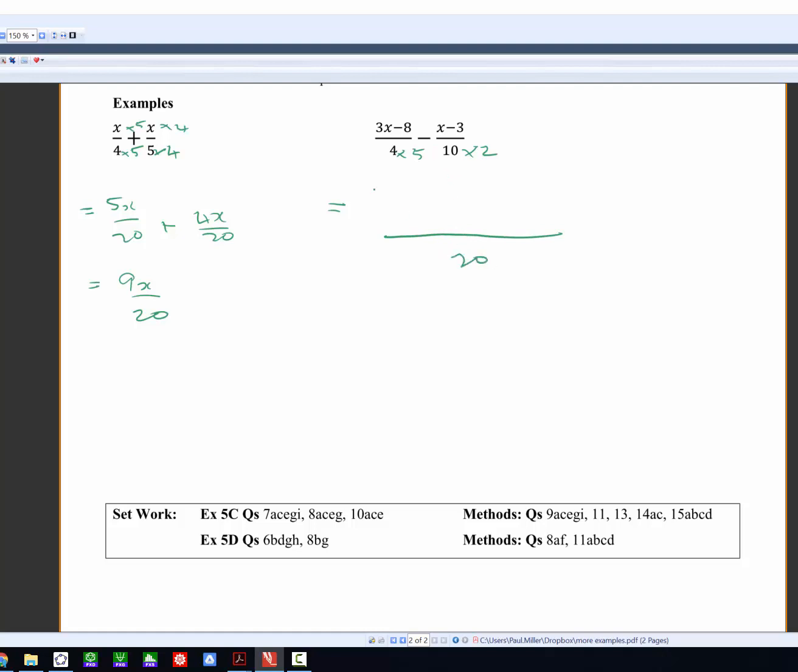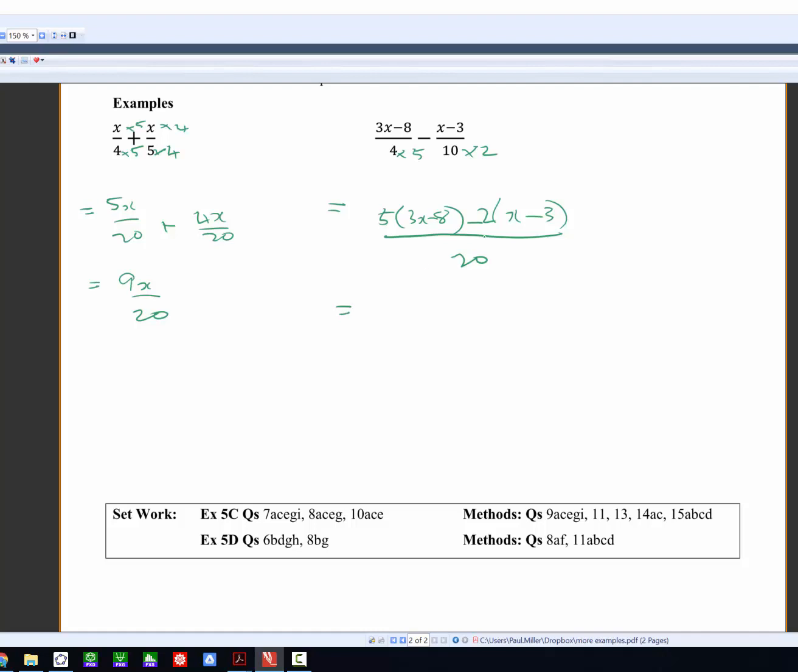The denominator is going to be 20. That's going to be 5, 3x take 8. So because I'm multiplying the denominator by 5, I need to multiply all of the numerator by 5. That's going to be subtract 2x take 3. So again, let's see what I've done there. I've done 2 lots of that, and it's being subtracted. So that is being removed from that.